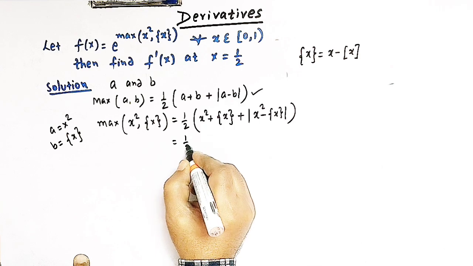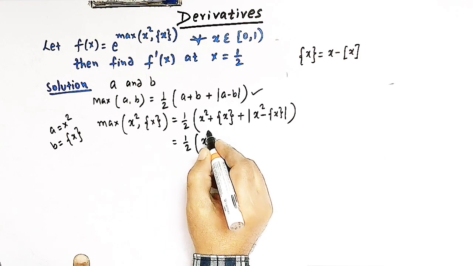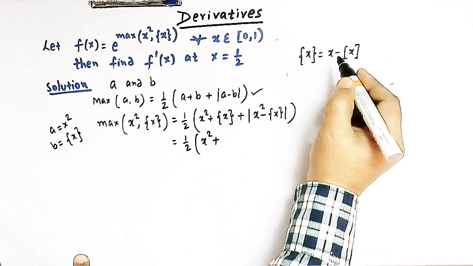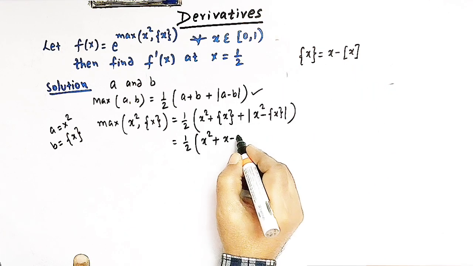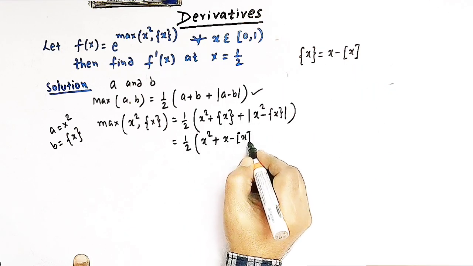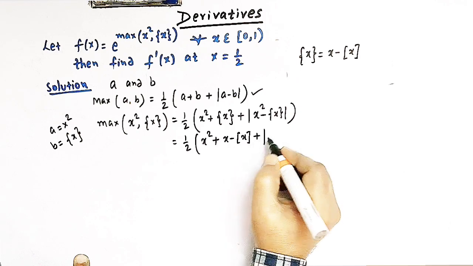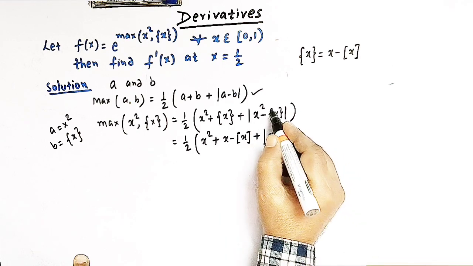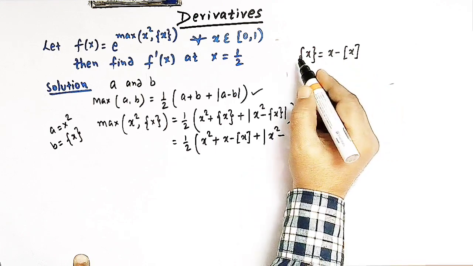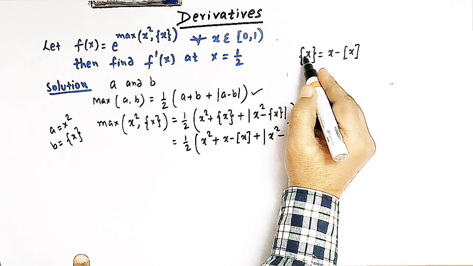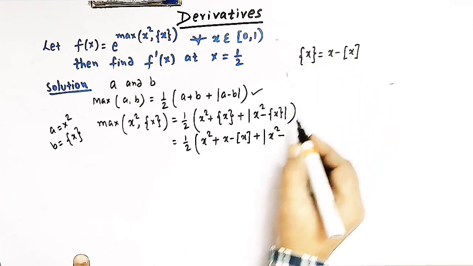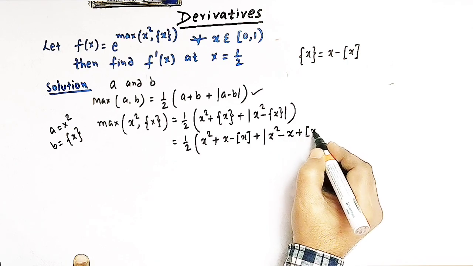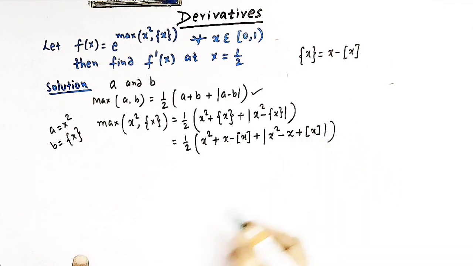So we can now write half, and here we have x square, and for fractional part of x we can write x minus greatest integer of x, and then here we have x square minus fractional part of x. So here multiplying fractional part of x by negative sign, we have minus x, and then we have plus greatest integer of x.